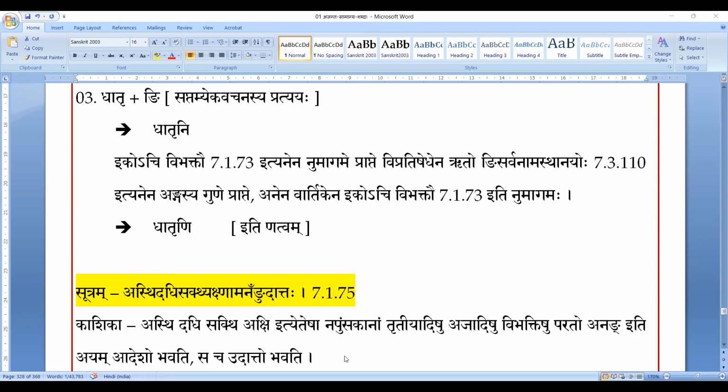That's why specifically the sutra is Dadi Shabdasya, not only Dadi, Asti, Dadi, Asti, and the other Shabdas, Sakti and Akshi. Four Shabdas: Asti, Dadi, Sakti, Akshi, iti etesham Napumsakanam. Important. 7.1.75. You can see the Sutra Pata. All these are under the 7.1 section: 7.1.70, 71, 72, 73, 74.